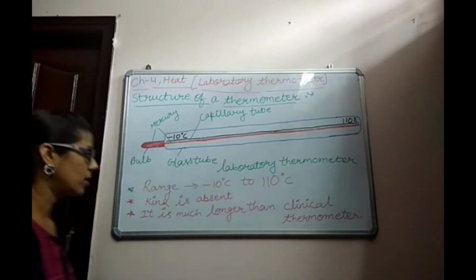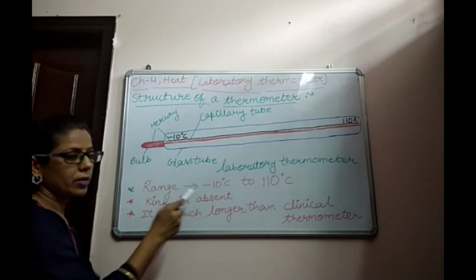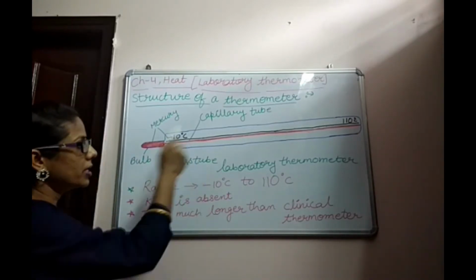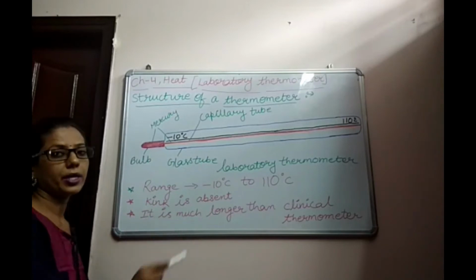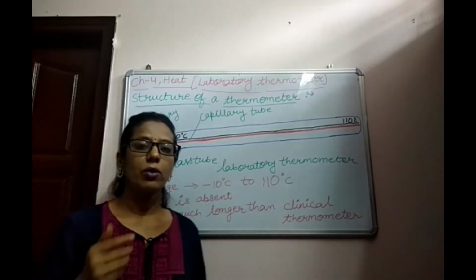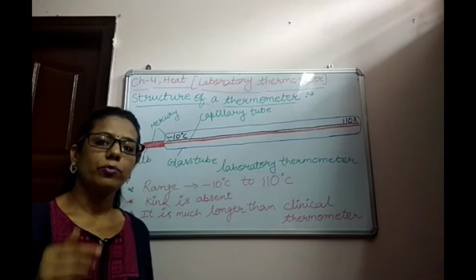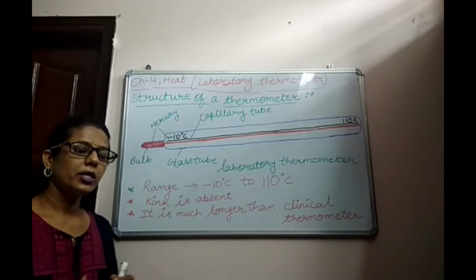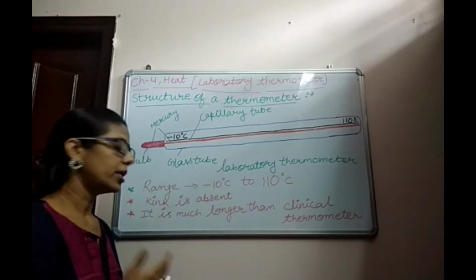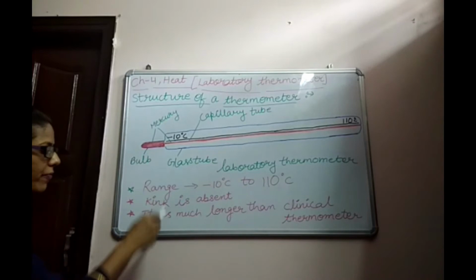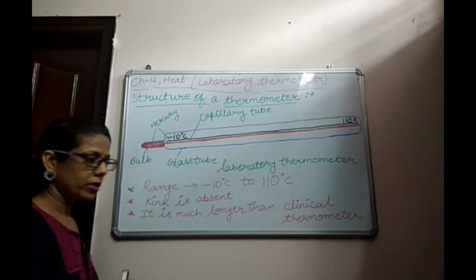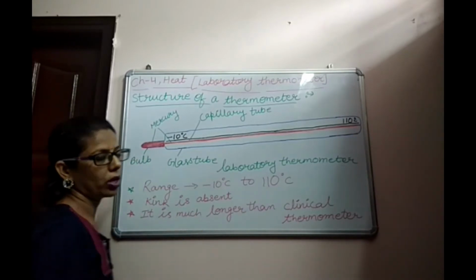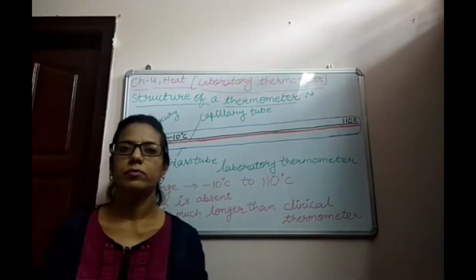It means a laboratory thermometer can measure higher temperatures. And when we learned about the clinical thermometer, a kink is present, but in the structure of a laboratory thermometer, the kink is absent. That's why when we take out the laboratory thermometer from the water or any other substance whose temperature we are measuring, the mercury level immediately falls or rises, because the kink is absent. Next difference, the clinical thermometer is much shorter than the laboratory thermometer. The laboratory thermometer is much longer.